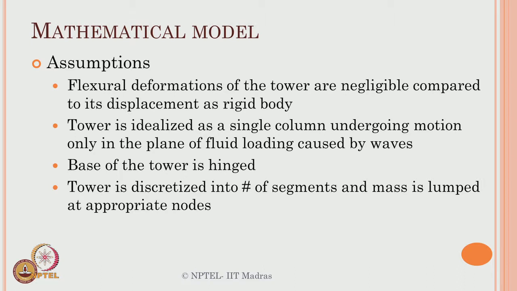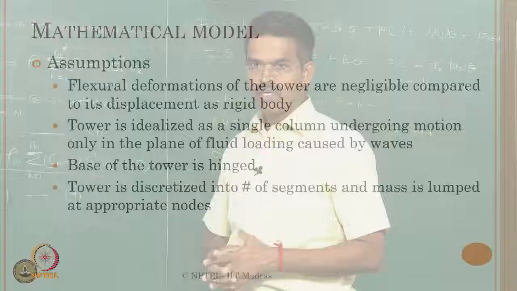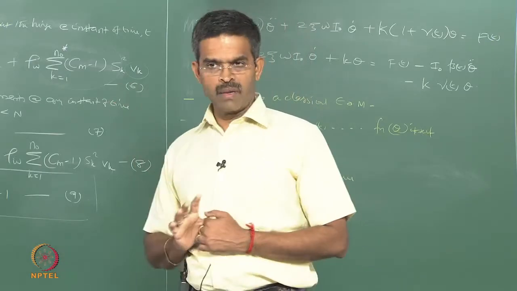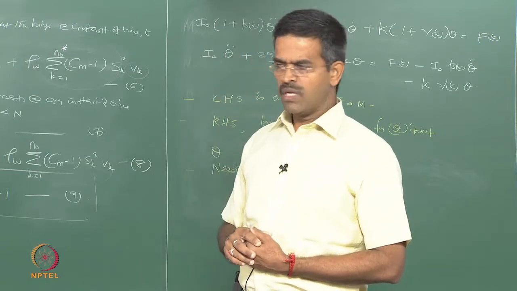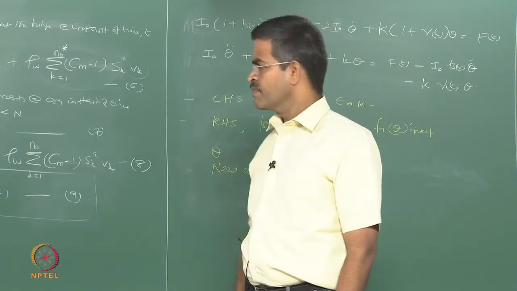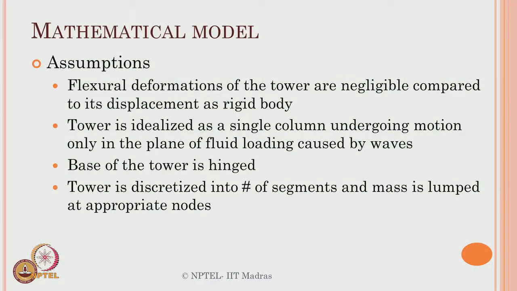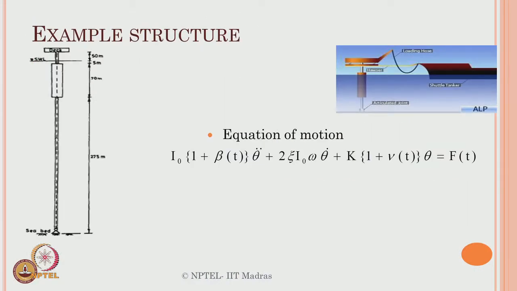The tower is discretized into n number of segments for our calculation purpose, and it is assumed that at the n segments the mass is lumped at appropriate nodes. That is how the n counter is running. Once we have these assumptions made, we have the classical equation which is tallying with what we have on the blackboard here, (I plus beta t) theta double dot, plus I naught omega theta dot, plus k nu t, equals f of t, where f of t is the moment of the forces acting on the nth segments of the tower about the hinge of the problem.